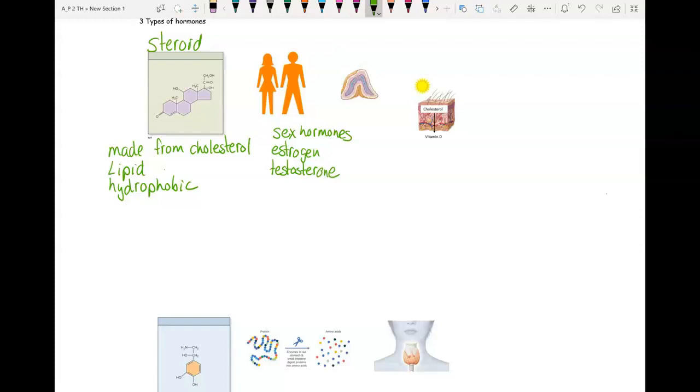This is a picture of the adrenal gland. The outer part is the adrenal cortex. In chapter 15, you learned about the adrenal medulla. That's the inner part. The adrenal cortex secretes over 20 hormones, and they are steroids. An example of one that you'll learn about in this class is aldosterone.